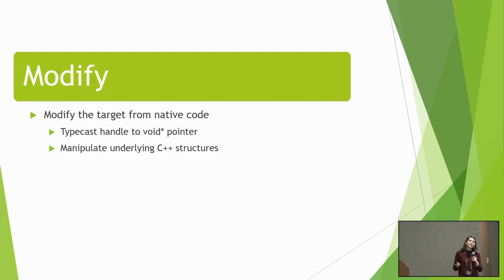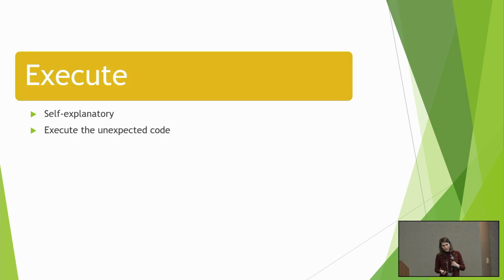Next, once we've actually hooked our target method of choice, we want to typecast that, because we're going to be working in native code to perform this ourselves. And we want to make sure we typecast that to the correct pointer type. You can do a void star pointer, or if the variable you're looking at is some different kind of data, we need to analyze the source code, figure out what it is, and account for that accordingly. But once we've done that, we can modify the underlying C++ structures that are the underlying implementation of that code. Finally, execute, pretty self-explanatory. We've done our hook, we've done our modification, now we're just going to execute the unexpected code.